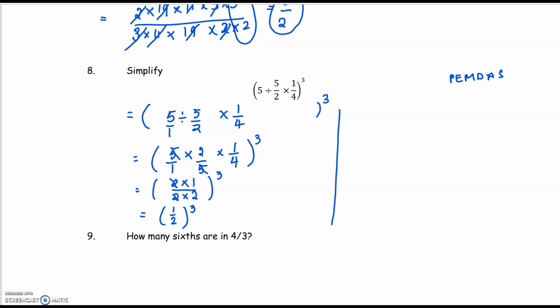is cubing. So what is the meaning of cubing a number? It's repeated multiplication of the number 3 times. So that is 1 times 1 times 1. Let's just write it down. Divided by 2 times 2 times 2. So that is 1 divided by 8.